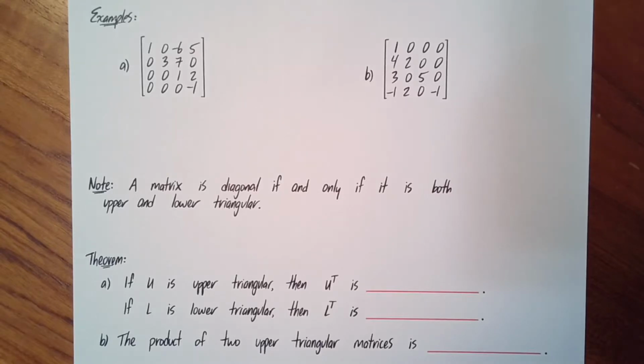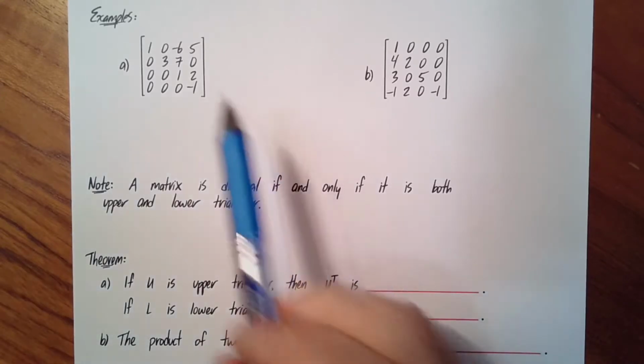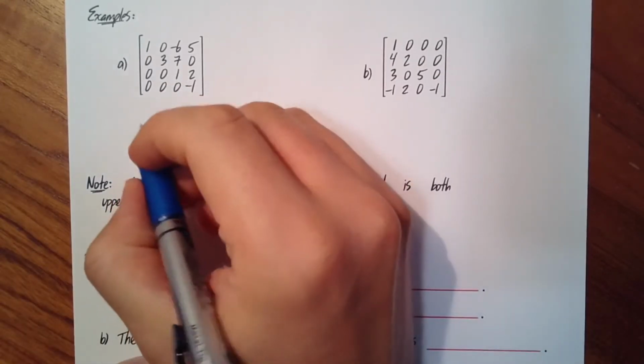Okay, good news. I accidentally printed in color this time, so we have a color page. Let's look at an example of an upper triangular matrix and a lower triangular matrix, just to finish off the definition we just did on the last page. So this is an example of an upper triangular matrix.